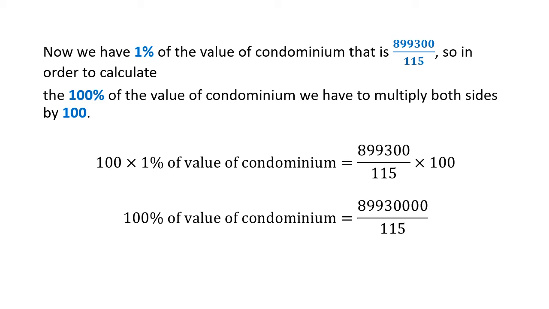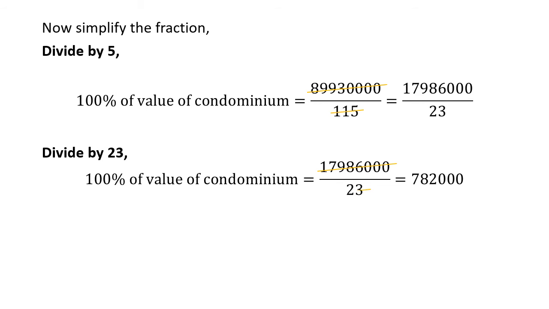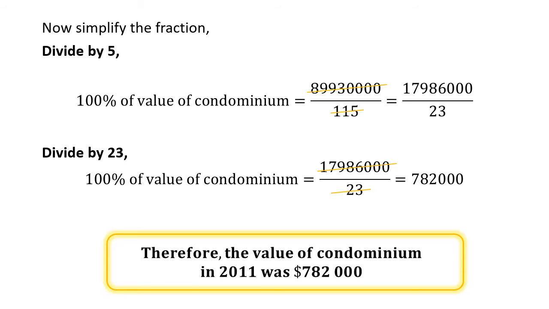Now we have 1% of the value of the condominium, that is $899,300 upon 115, so in order to calculate 100% of the value of the condominium we have to multiply both sides by 100. So after multiplication we have 100% of the value of the condominium equals $899,300 upon 115. Now simplify the fraction. After simplification we have 782,000. Therefore, the value of the condominium in 2011 was $782,000.